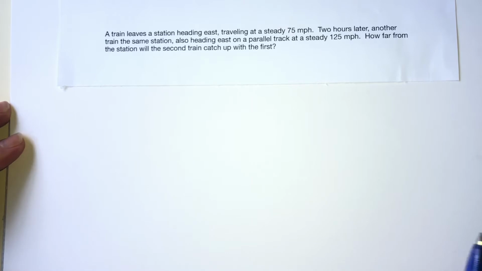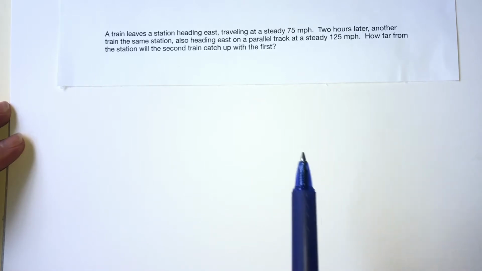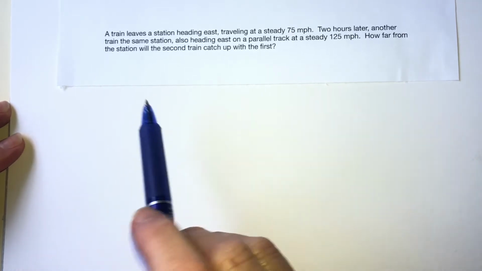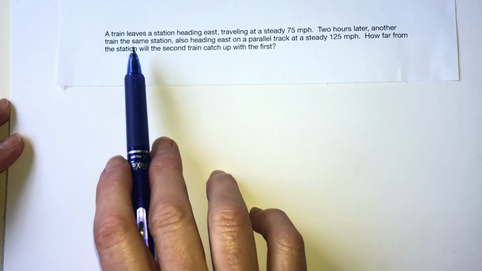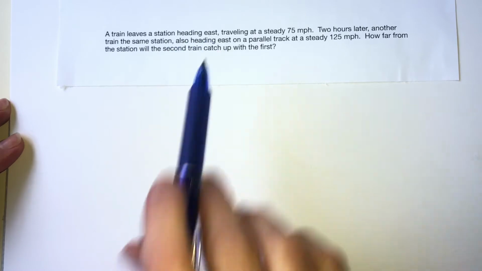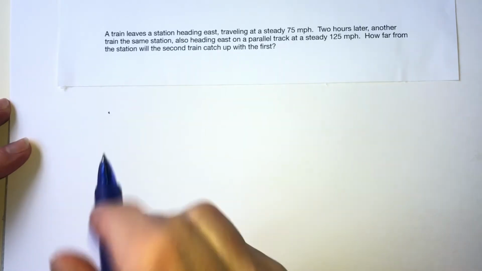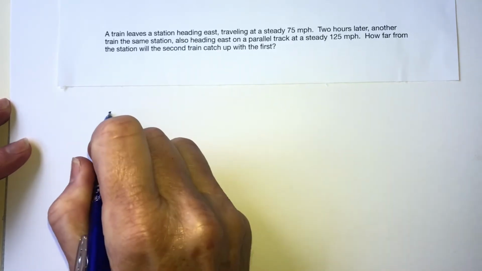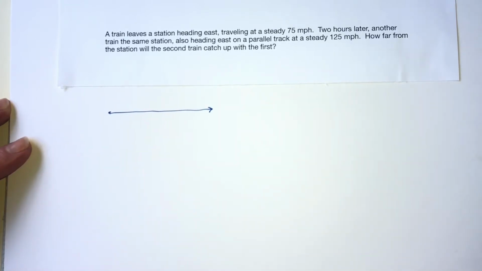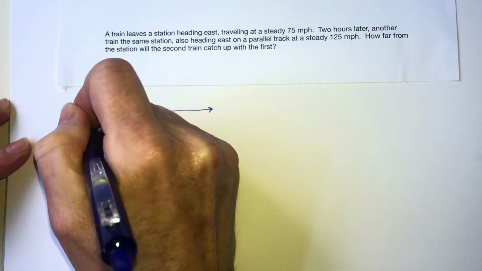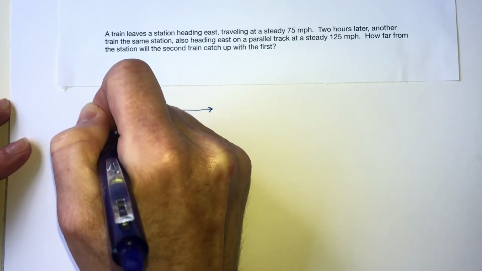Okay, so a couple things we can do to start organizing the information. One thing I like to do is draw some kind of picture, and when I say picture, I mean very simple. So let me think about this. A train leaves the station heading east. Okay, well, I'll put this dot here for a station, and heading east means going that way. And that train's traveling at 75 miles per hour, okay? So I'll put that there.